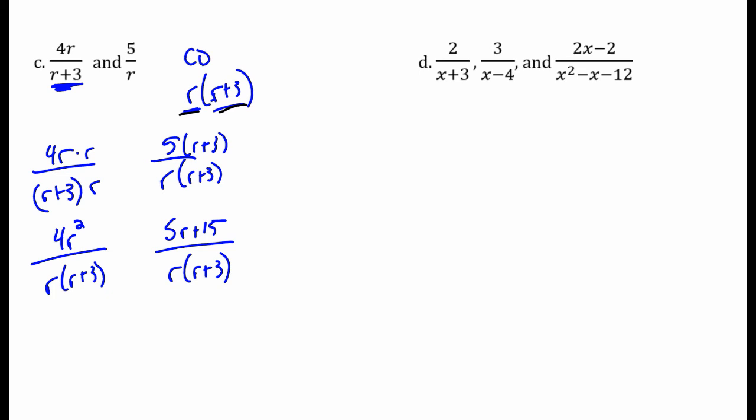So let's pause the video here and have you work on part D as a quick little on your own, or with 2 friends if you so choose. But try to make sure that everybody has the same denominator.